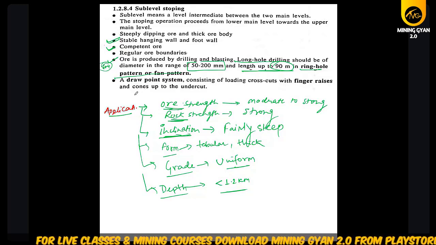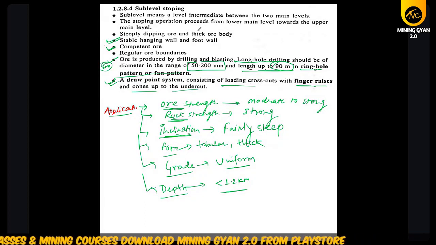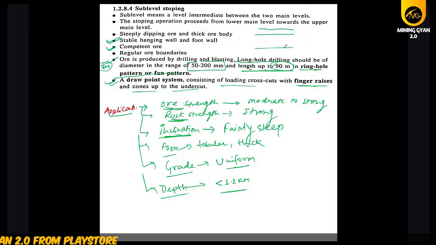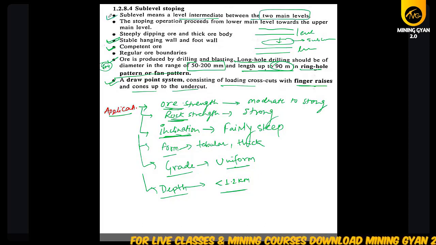And a draw point system, consisting of loading cross cut and the finger raises and cones up to the undercut, or intermediate between the two levels. Sub level we have discussed also in our coal section: this is level 1, this is level 2, and if any level comes between these, they are the sub levels. So sub level means the level intermediate between the two main levels.